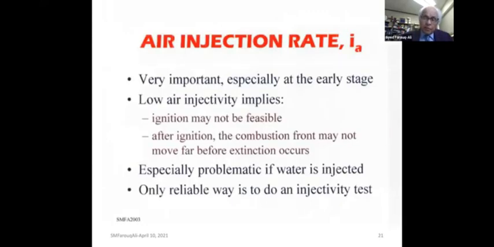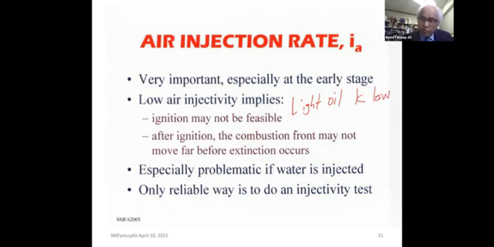Air injection rate is another very important number. How fast can you inject air? This is the problem with the light oil reservoirs. In many light oil reservoirs, the permeability is low. The light oil occurs in sandstone carbonates, in Middle East, many carbonates. So the permeability K is low, maybe 20, 30, 40 millidarcies.